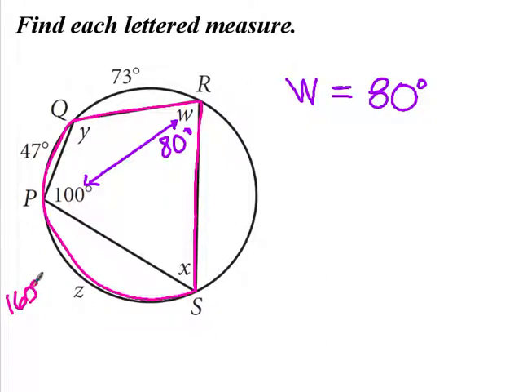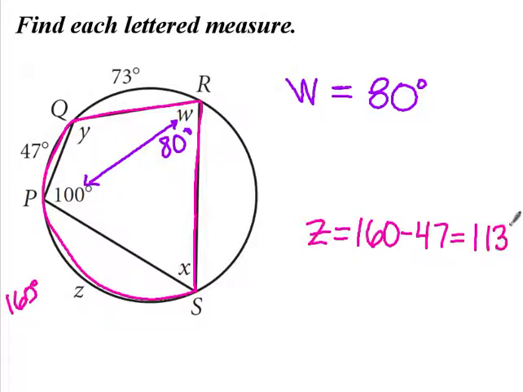Okay, so what is Z then? Z is 160 minus 47. So what does Z measure? 113, because we have to take off the 47 that was right here. Alrighty, anything else? We've got to find X and Y somehow. X could be 47 plus 73.